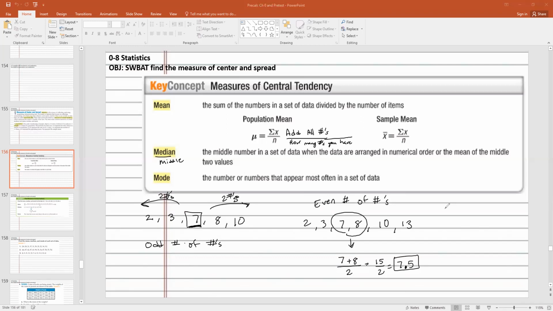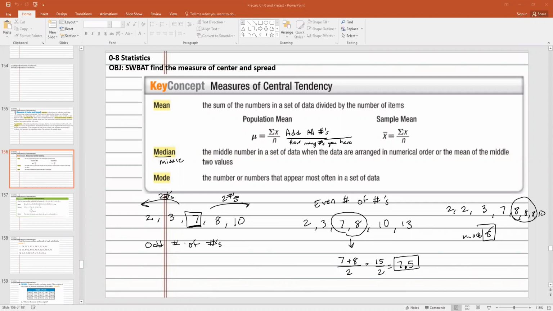Let's say you had 1, 2, 2, 3, 7, 8, 8, 8, 10. Okay, so here, which one comes the most? The eights. That's the mode. So the one that appears the most. All right, put that in the notes.